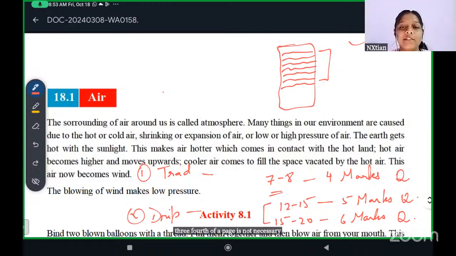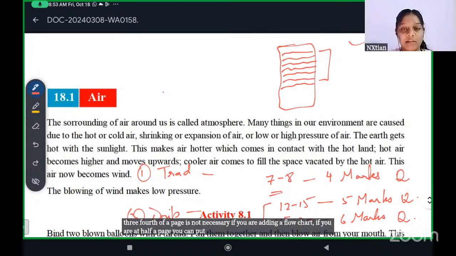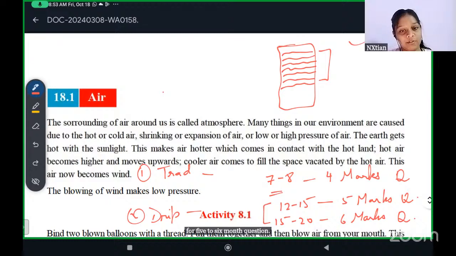3/4 of a page is not necessary if you are adding a flow chart. If you put a diagram and all that, half a page is enough for a 5 to 6 mark question. Again, put points. You don't have to write a whole paragraph. Put it in points: 5 points for a 5 mark question, 2 to 3 lines for each point.